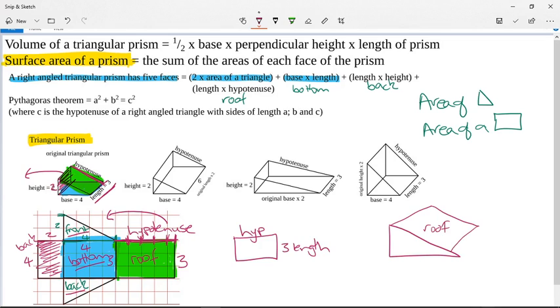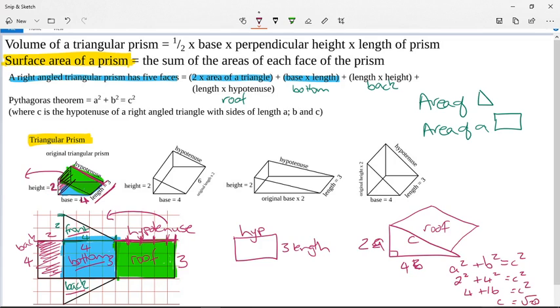Okay, so to find the length of the hypotenuse, we have to use Pythagoras' theorem. Here's a right angled triangle, and Pythagoras' theorem says a squared plus b squared equals c squared. So for this triangle, have a look here. The triangle is 2 by 4. So my a over here is going to be 2, and my b is going to be 4. So this is going to be 2 squared plus 4 squared equals c squared. So 4 plus 16 equals c squared. So c is going to be equal to the square root of 20.